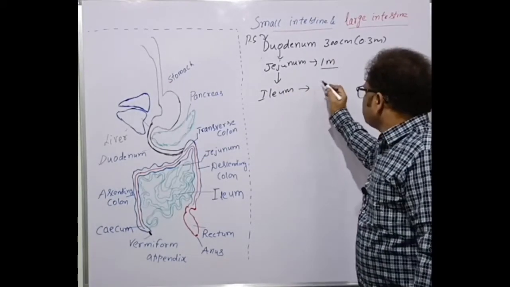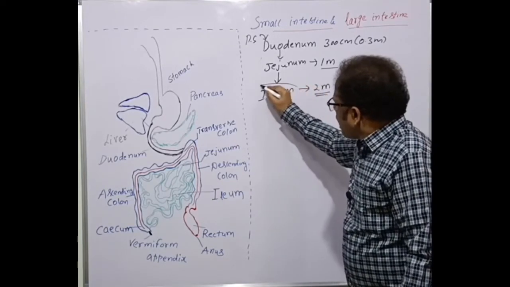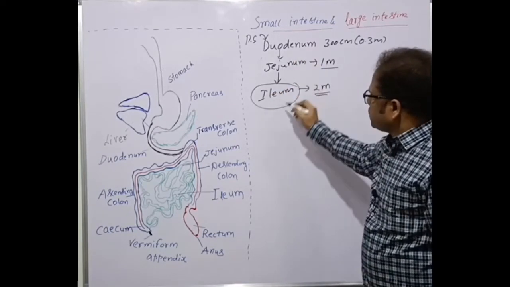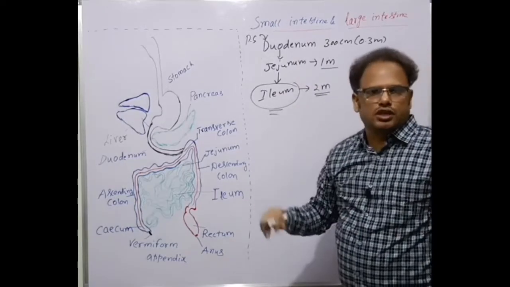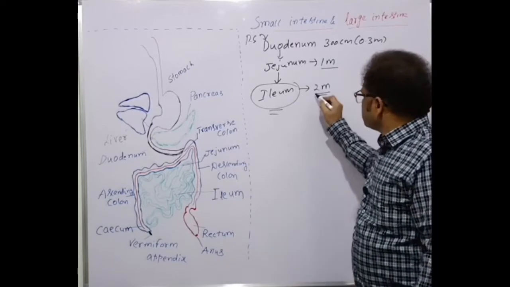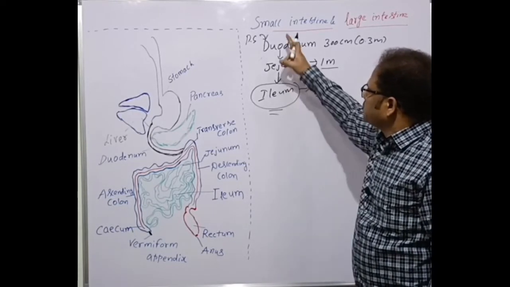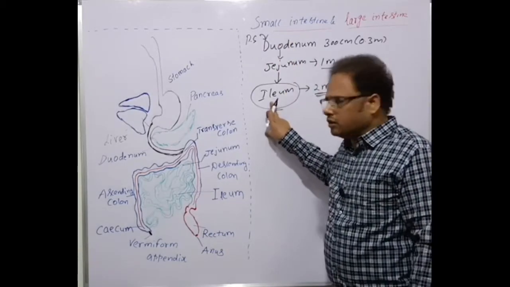So the ileum is almost 2 meters in length. Which is the highly coiled structure of the small intestine? The ileum is a very highly coiled structure, looped like this, and it is almost 2 meters. It's the longest part of the small intestine, almost 2 meters.